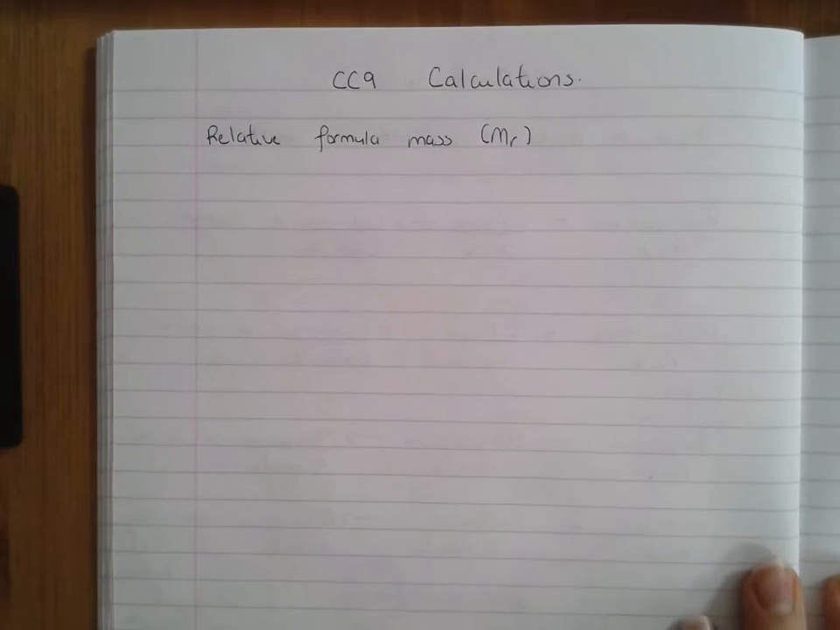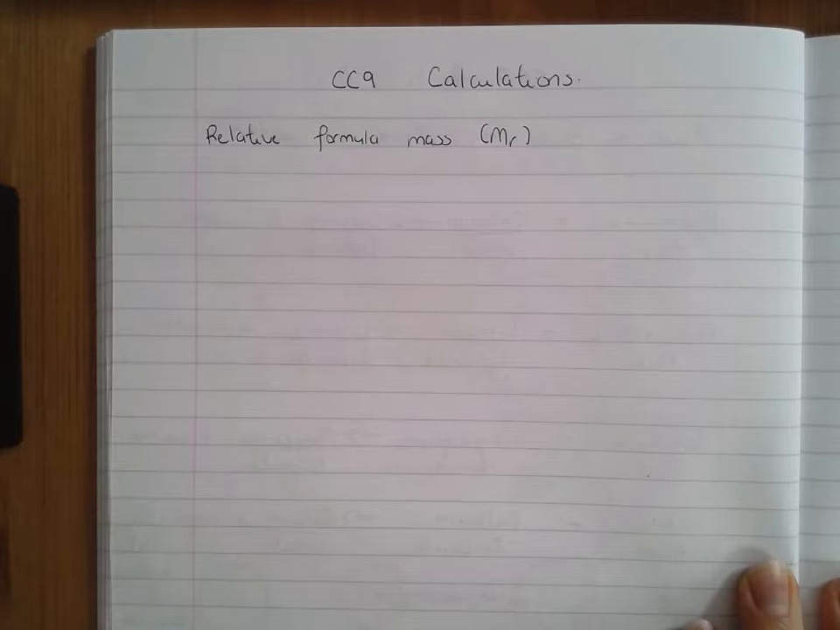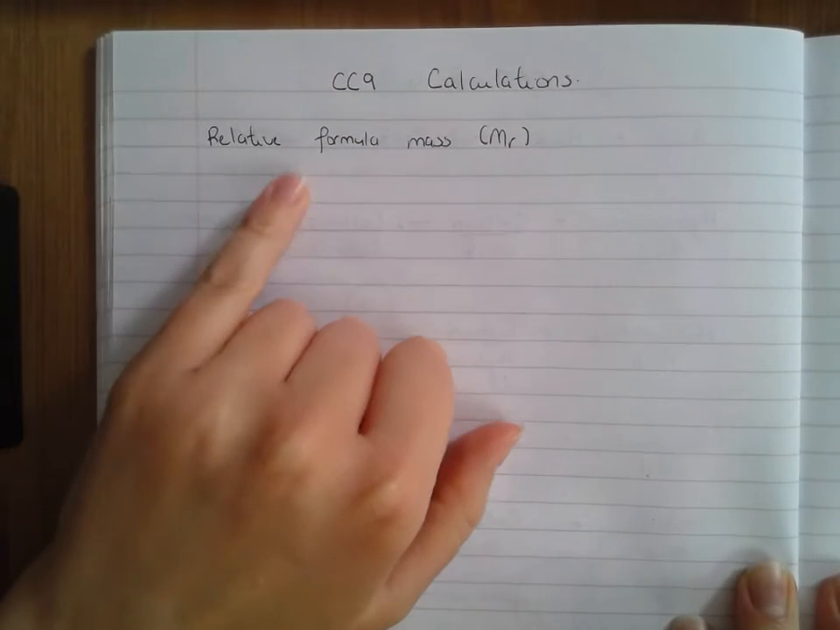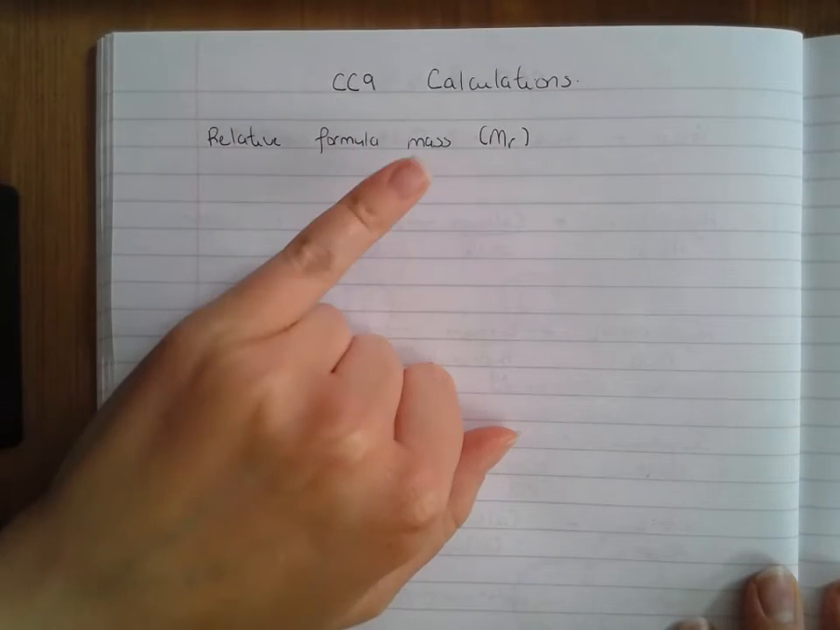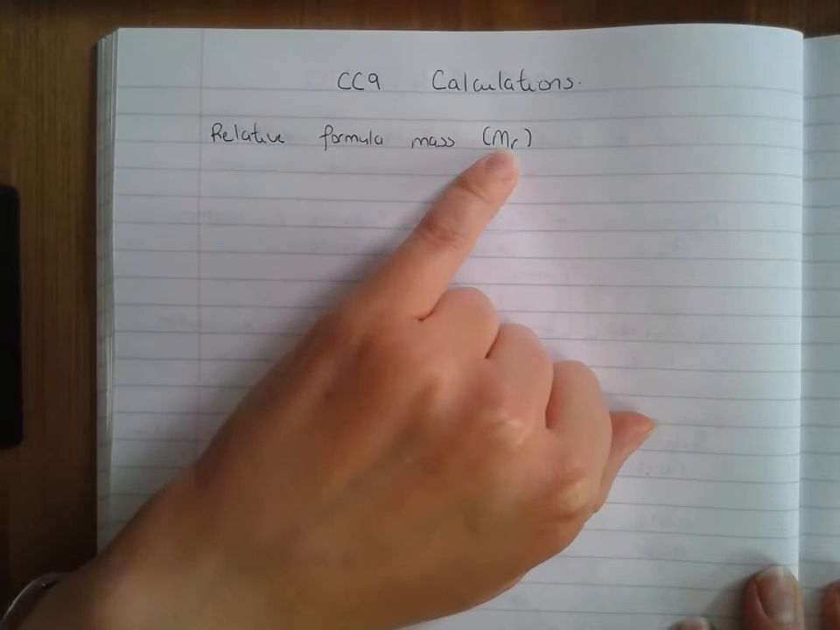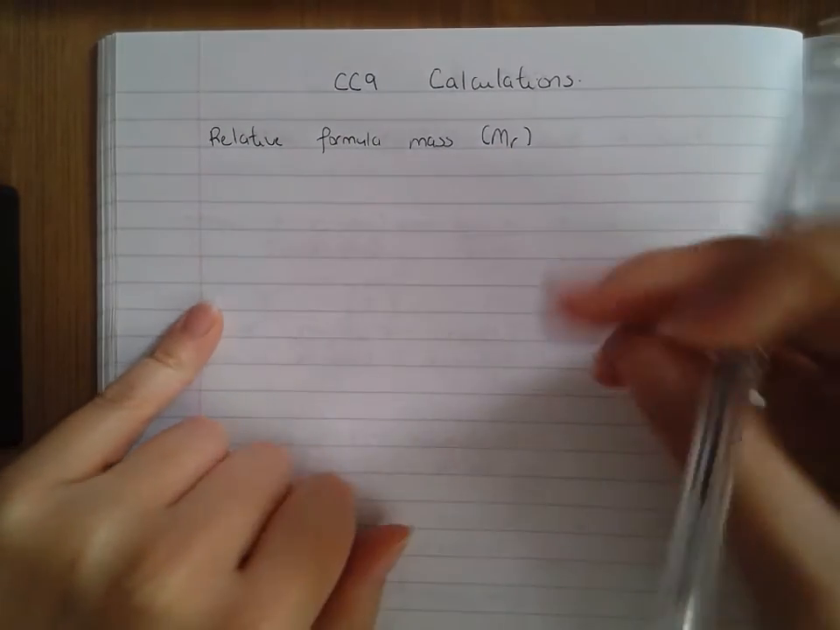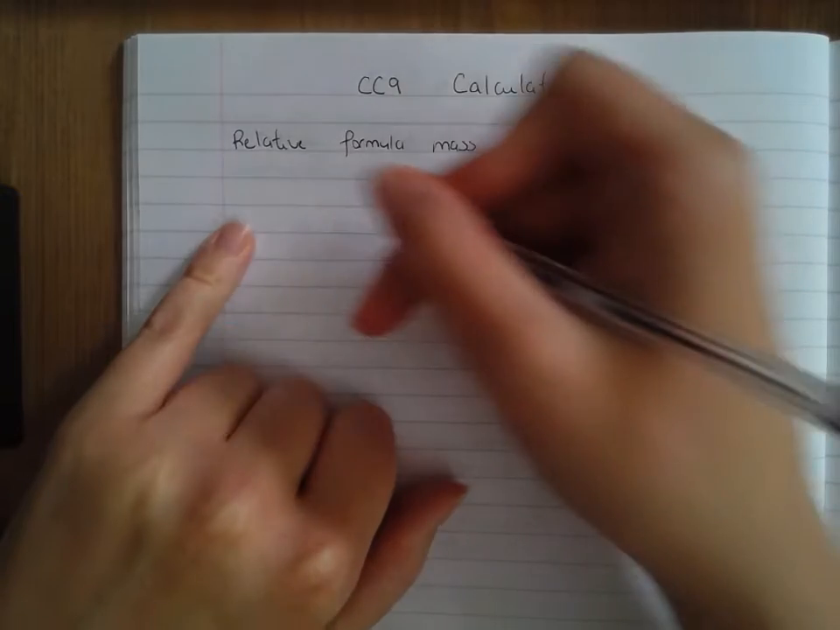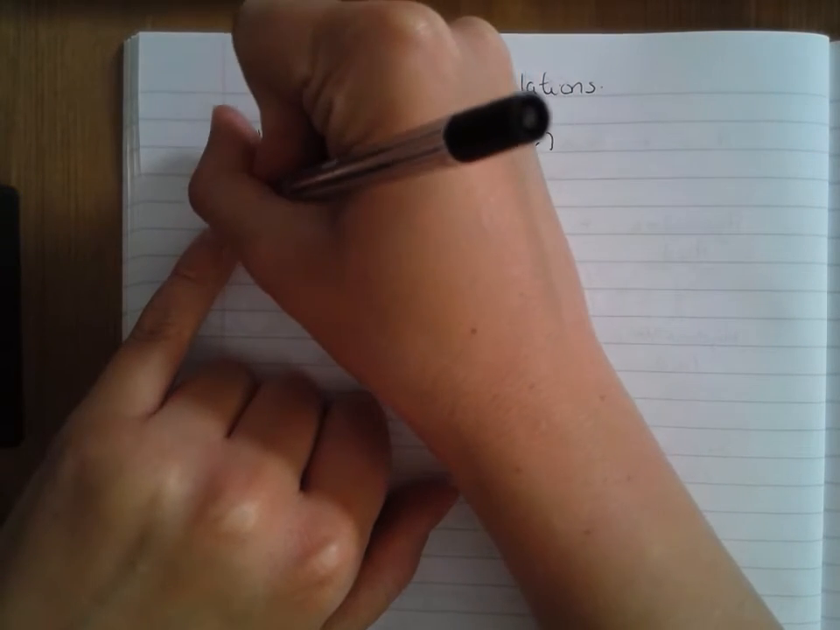Okay, so in this video we are going to have a look at some of the calculations that you have to be able to do. And the first one we're going to look at is calculating relative formula mass, which is given the symbol Mr. Okay, when you're asked to calculate relative formula mass, you'll always be given a chemical formula.